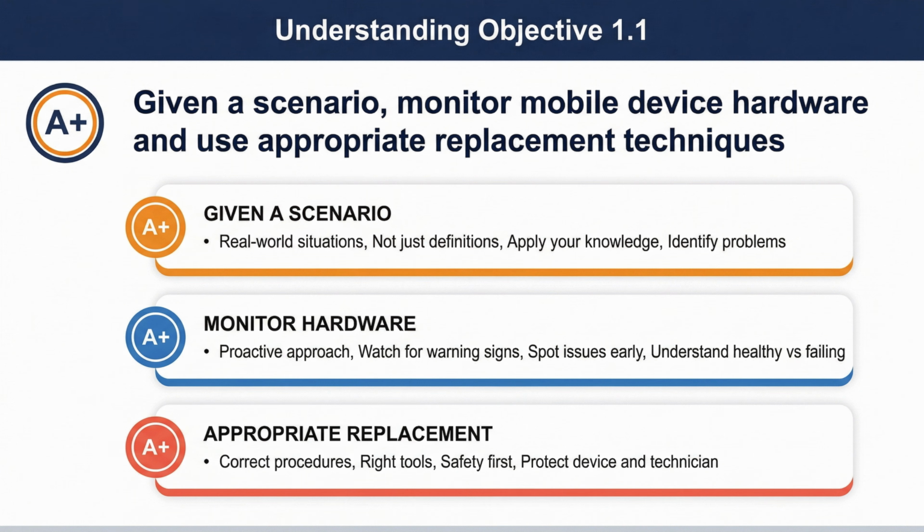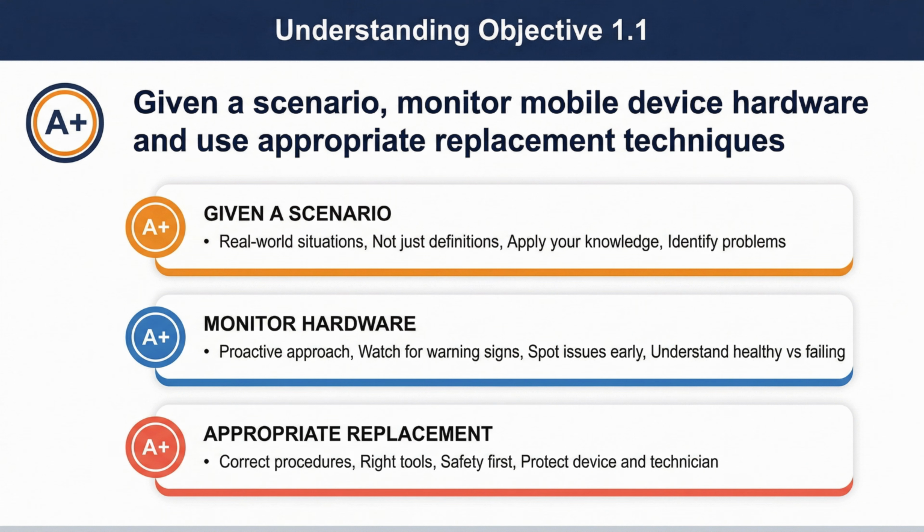Application. The words monitor mobile device hardware tell you that part of your role is proactive. You are not only fixing things after they break, you are also watching for early warning signs of hardware failure. Knowing what healthy hardware looks and behaves like, so you can spot when something is starting to go wrong before it becomes a complete failure.